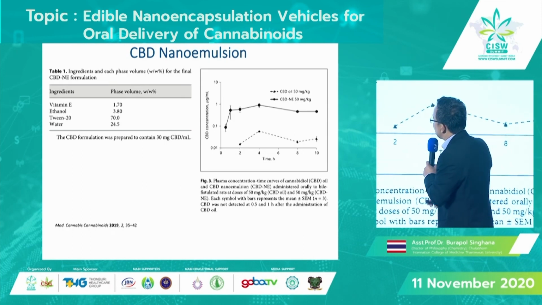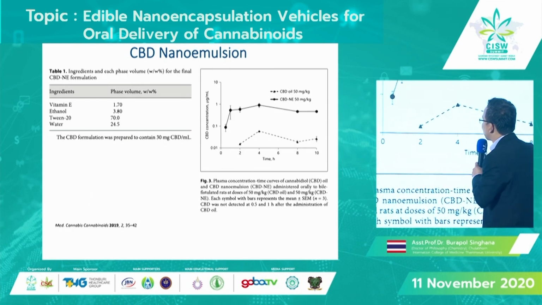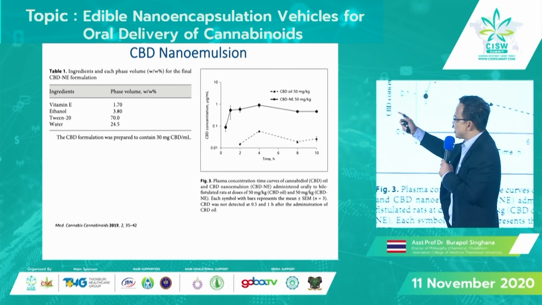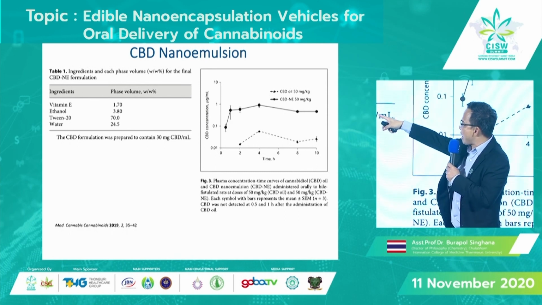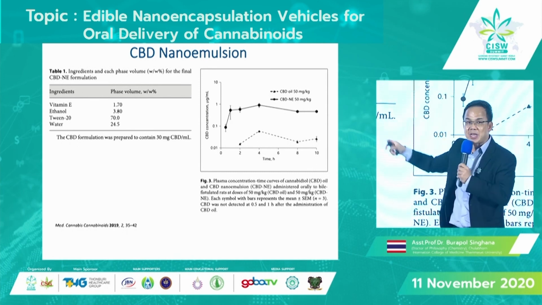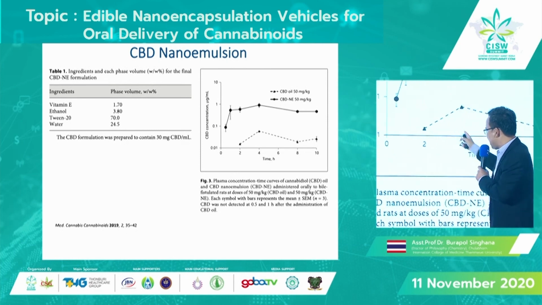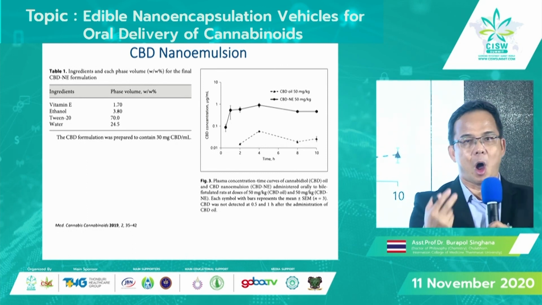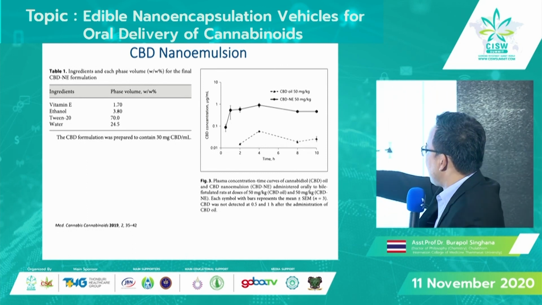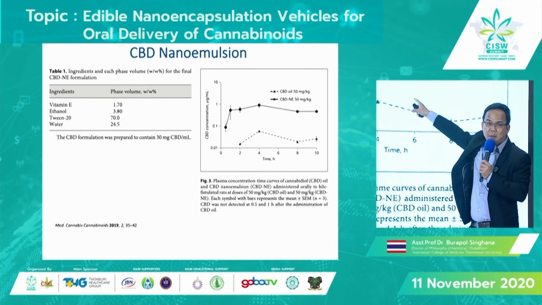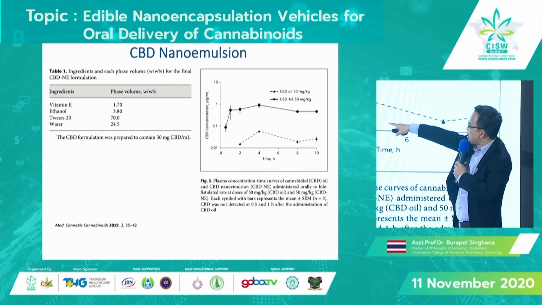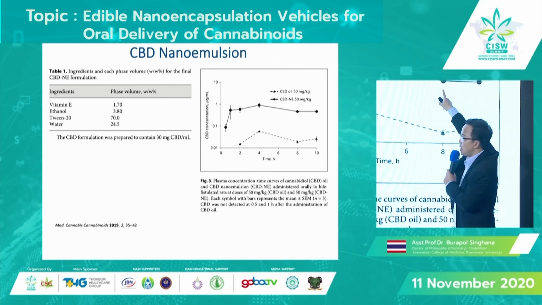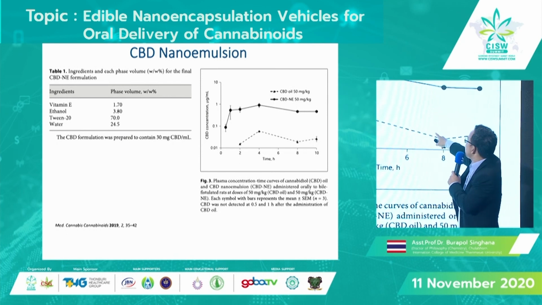Here, they show how to use nanoemulsion to enhance bioavailability. They make a nanoemulsion using vitamin D as the oil phase, mixed with ethanol as co-solvent and Tween 20 as surfactant. They make the particles, and then they feed the rats via oral route. They found that the percent bioavailability increased because the concentration of CBD in the blood is higher. CBD in nanoemulsion is higher than CBD oil.